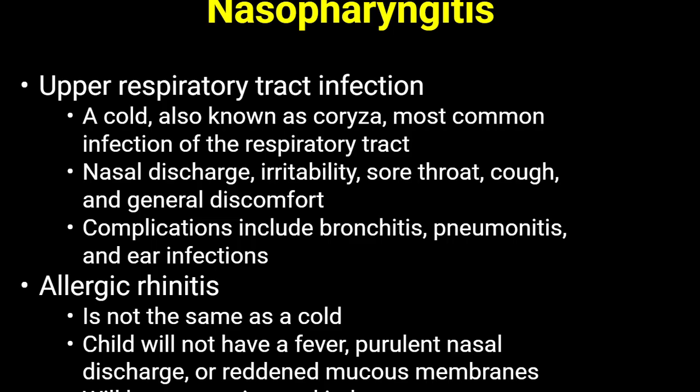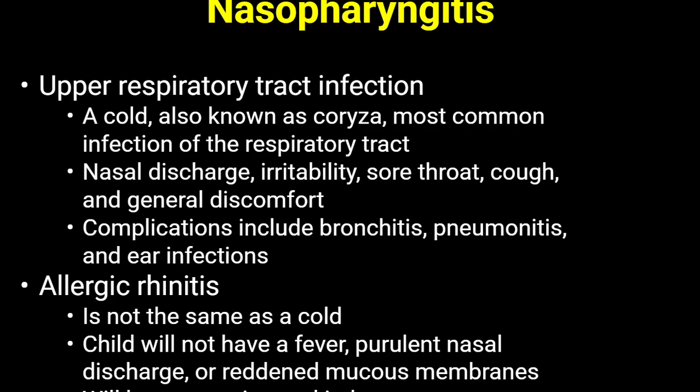Nasopharyngitis, this is the common cold, also called coryza. It's the most common respiratory infection in children. You'll see nasal discharge, irritability, sore throat, cough, and general discomfort. The key nursing teaching point here is that complications can occur: bronchitis, pneumonitis, and ear infections. Young children are particularly prone to otitis media because their eustachian tubes are shorter, wider, and more horizontal than adults', allowing pathogens to travel easily from the nasopharynx to the middle ear.